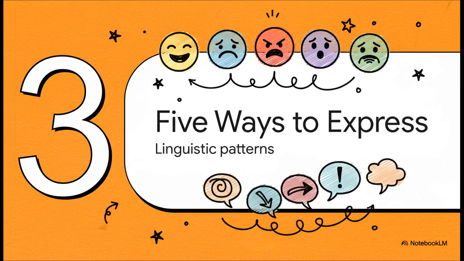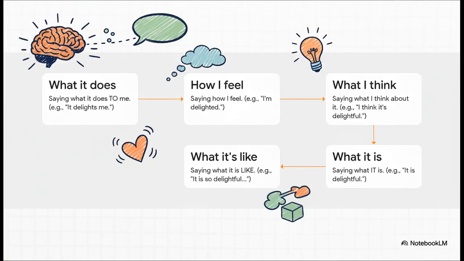Okay, so we've got our categories sorted. Now let's look at the actual machinery of how we express them. Because it turns out there are these really predictable patterns in our language that we can use for any of these emotions. And this is really the engine of the whole system. There are 5 basic patterns. You can say what something does to you, like, it delights me. You can say how you feel, I'm delighted. You can say what you think about it, I think it's delightful. You can describe what it is, it's delightful. Or you can just say what it's like. The beautiful part is, this isn't random vocabulary. It's a structure, a repeatable system you can plug any emotion into.